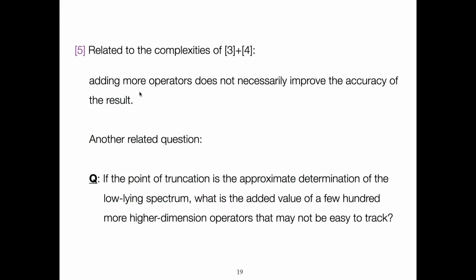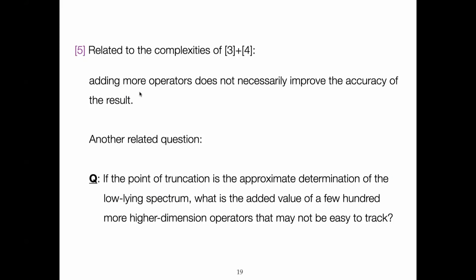And another final point, related to the complexities of 3 and 4, is that adding more operators does not necessarily improve the accuracy of the result, because as you add more operators, the algorithms are dynamically changing the scaling dimensions. So one of the options they have to make the problem dynamically simpler is to take many scaling dimensions and basically put them close together. And then effectively all these closely packed operators are behaving like one single contribution. So it's like putting fewer operators in your spin partition.